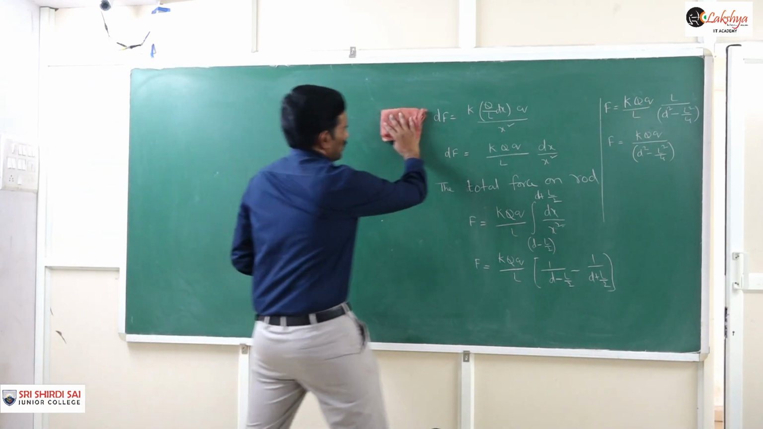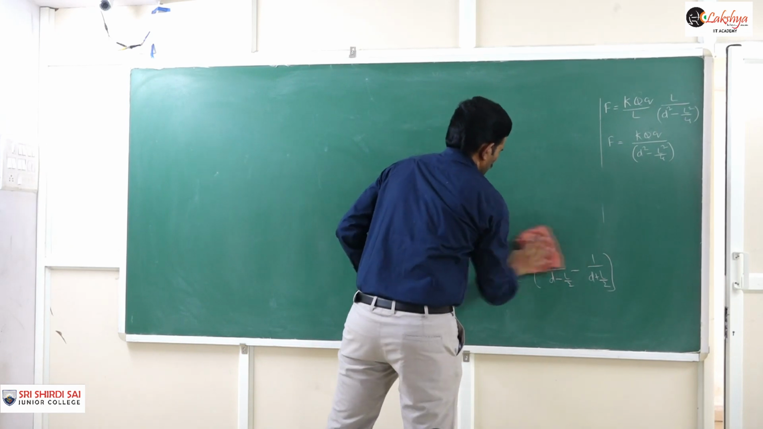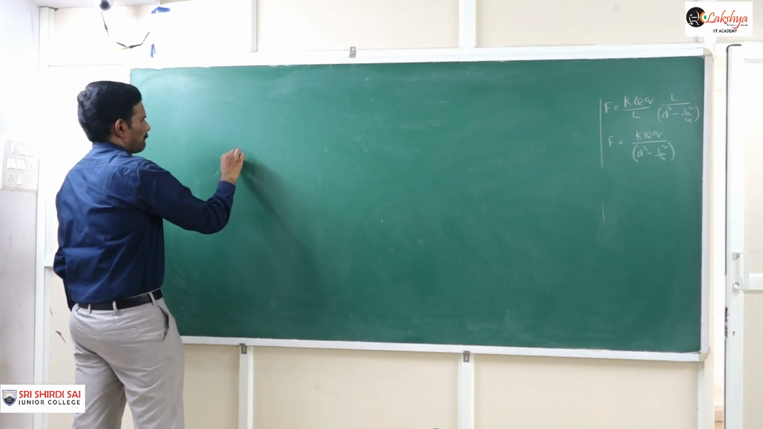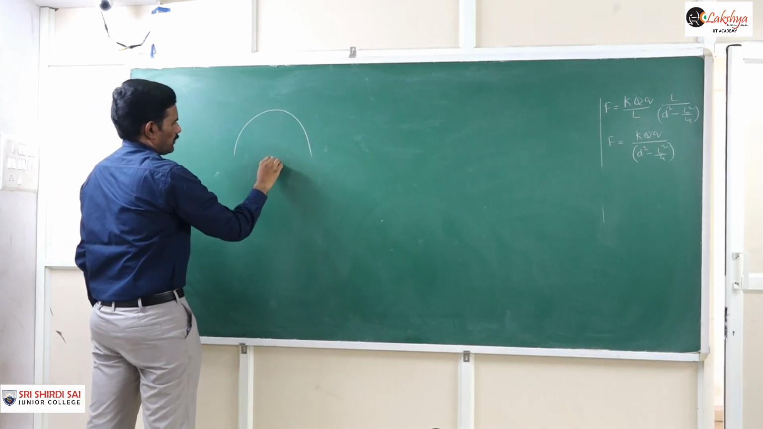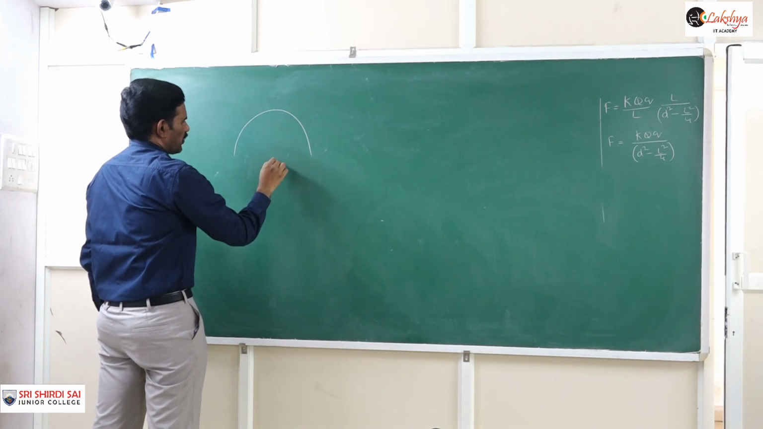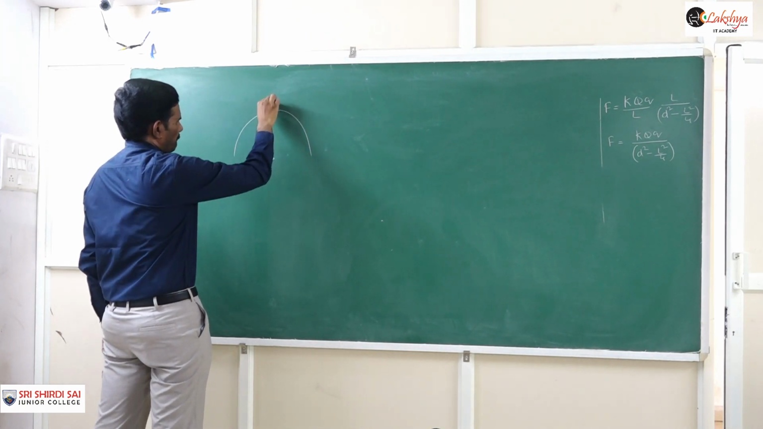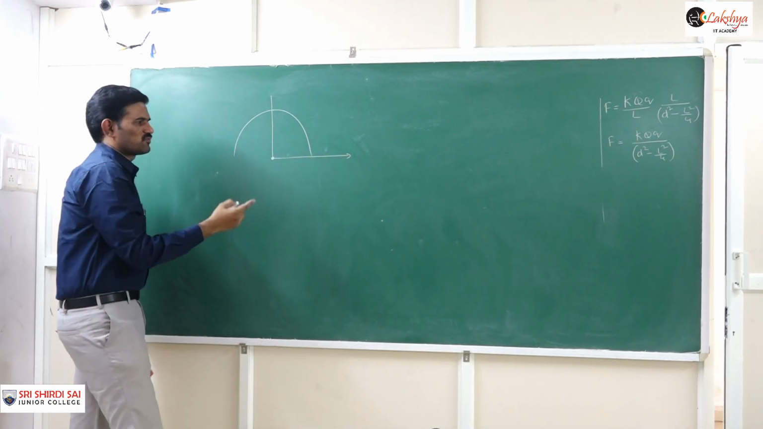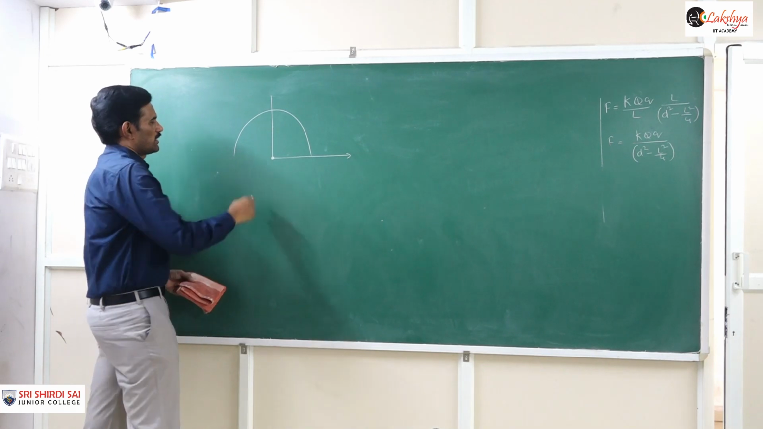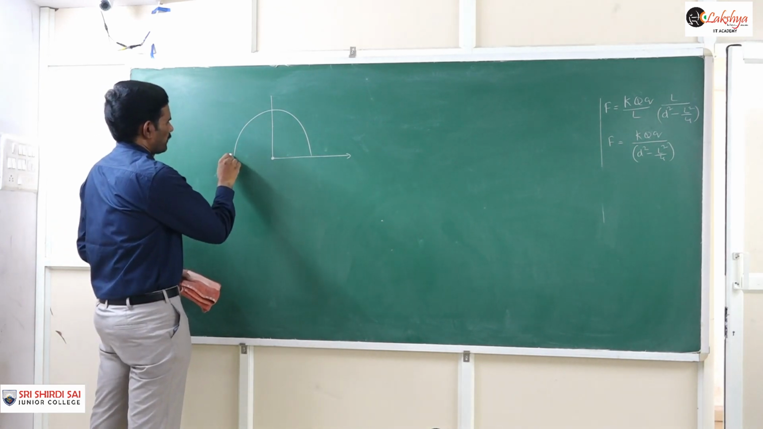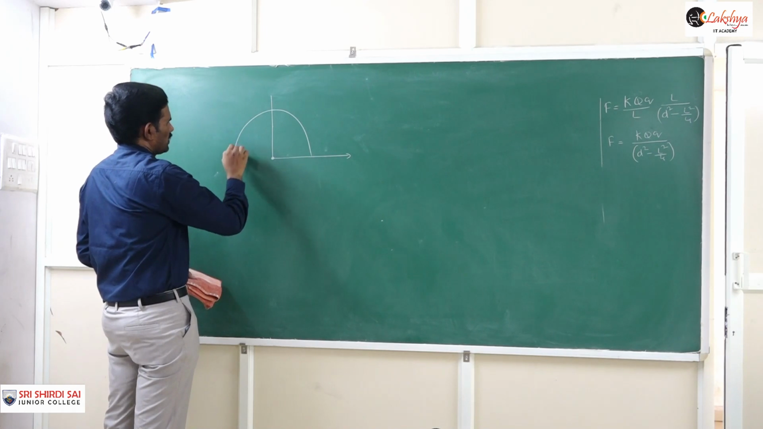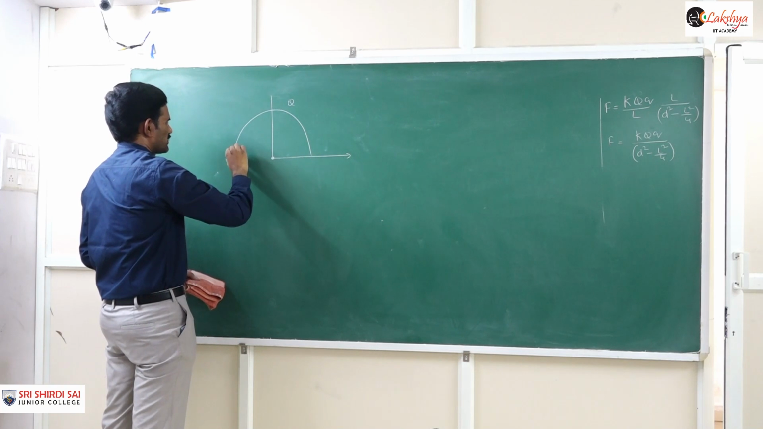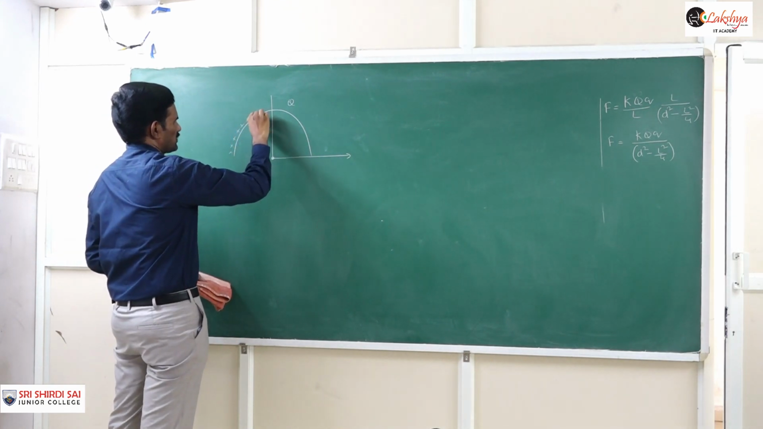Like this, a charge q is distributed on a rod which is bent in the form of a semicircle. Now another point charge q is placed at the center. Again we need to find the force of interaction between those two. Here I am taking Q as the charge distributed uniformly on this. So let us take Q as the charge distributed on this.